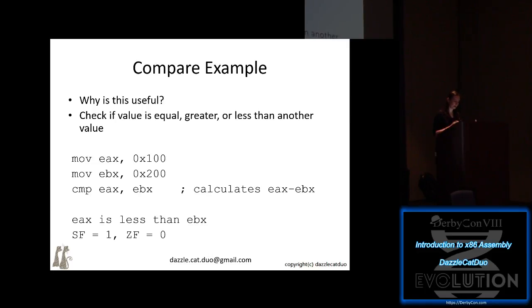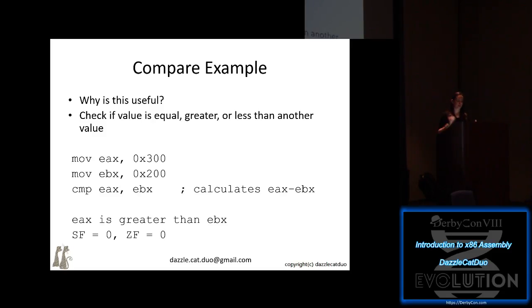But all that's relevant to you is that the computer now knows that the result was negative, which meant that EAX is smaller than EBX. That's really all you have to understand. So now the reverse, the opposite of that: EAX is bigger than EBX.